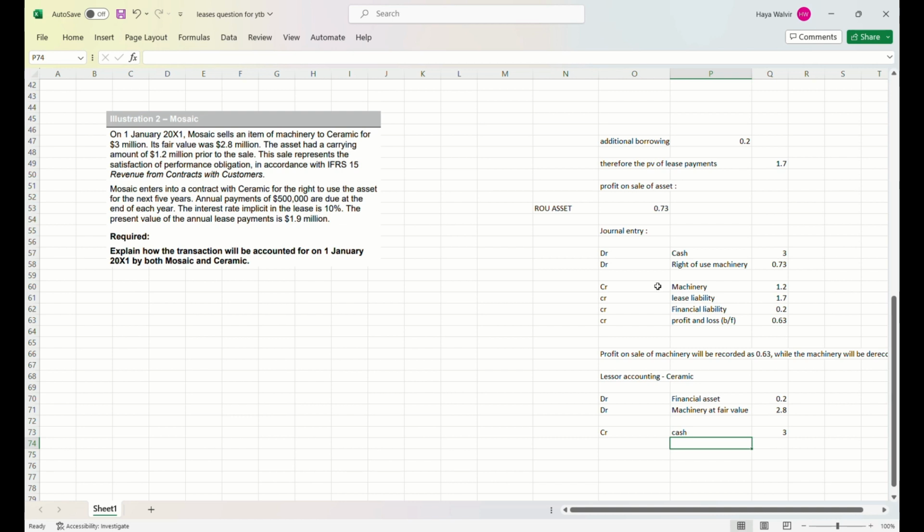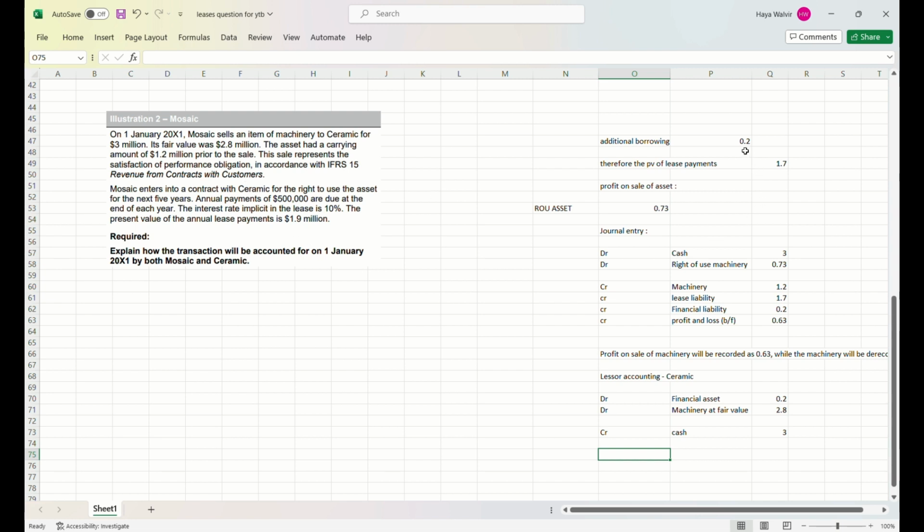Why will Ceramic carry the machinery at Mosaic's carrying value? He will record it based on whatever he finds the fair value of the asset to be, right? So that's what it should be. This is part of lessor accounting. Very simple, very easy.